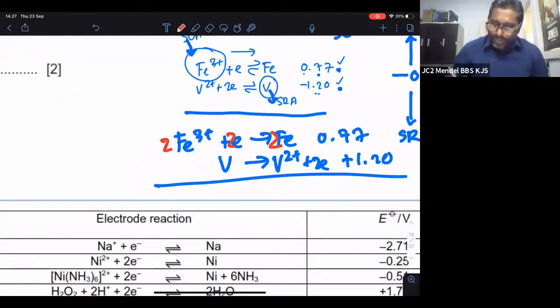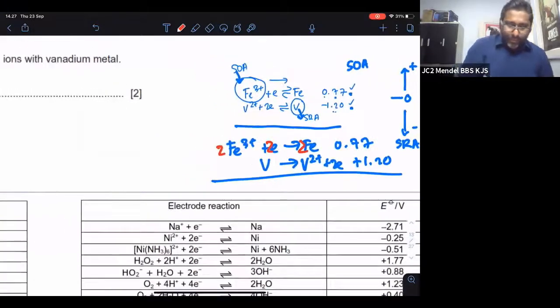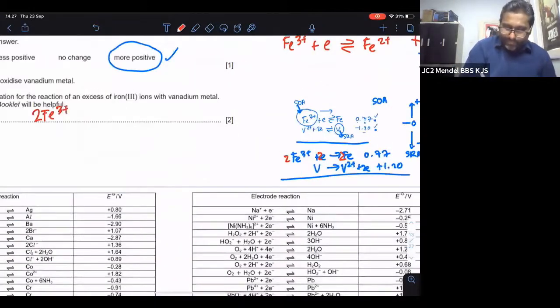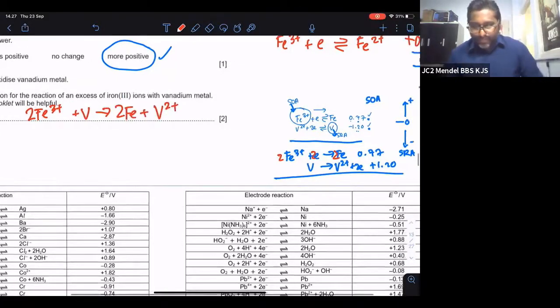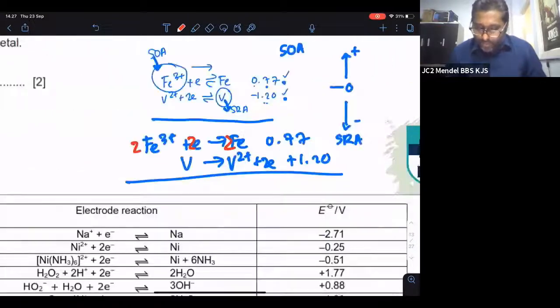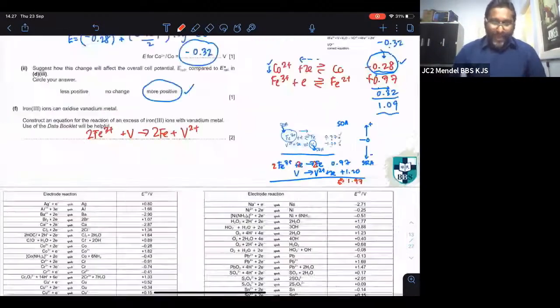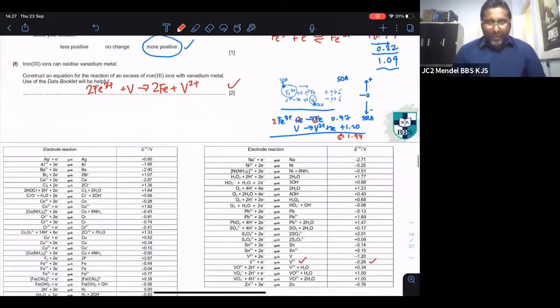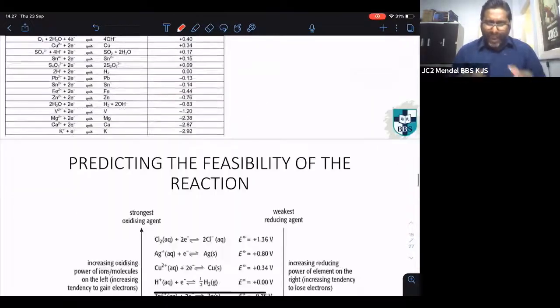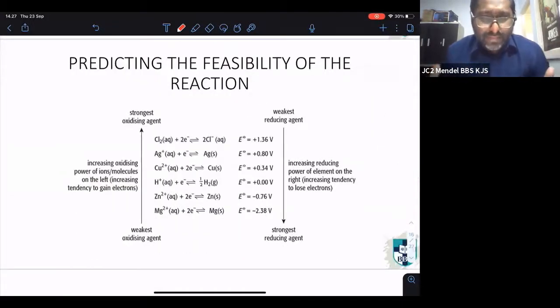And you will add up. You will get 2 Fe3+ plus vanadium to give you 2 Fe plus vanadium 2+, and the E value, if you add, you will get 1.97, which is positive. You see, the reaction can happen, it is feasible. They didn't ask you to calculate, but you can use the concept. So now, how did I do that? This part.